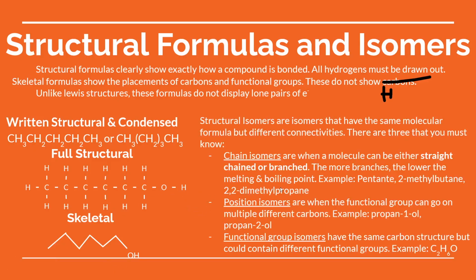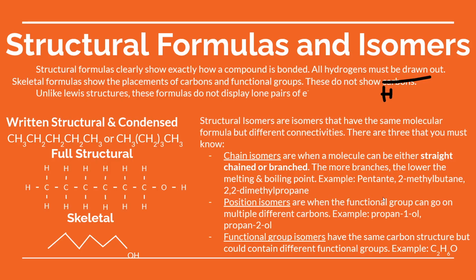Now, structural isomers are isomers that have the same molecular formula but different connectivities. There are three that you must know. For SL, chain isomers are when a molecule can be either straight chained or branched. The more branches there are, the lower the melting point and the boiling point. If you want an example, you can look at pentane, 2-methylbutane, and 2,2-dimethylpropane.